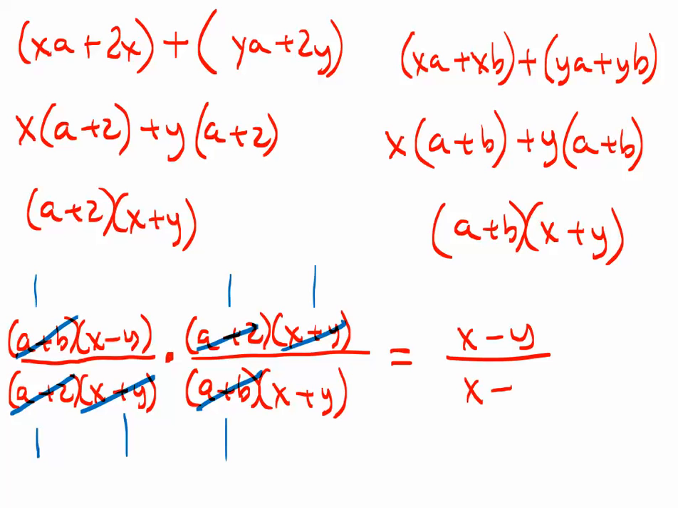Oh, there it is. X minus y is the only term that's left on top. X plus y is the only term left on the bottom. Therefore, this is the simplified version of that big, humongous multiplication of the two fractions.